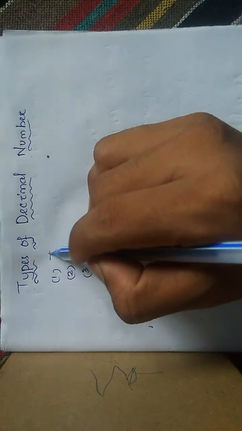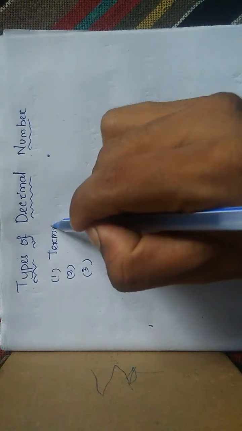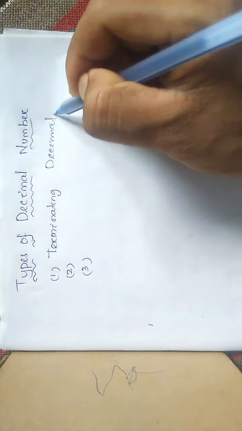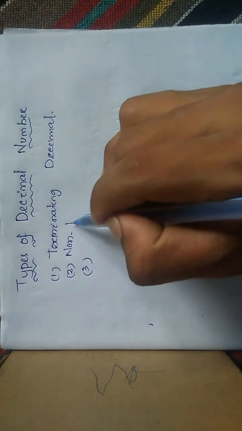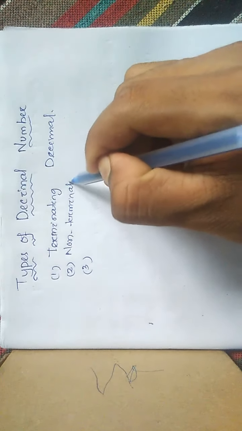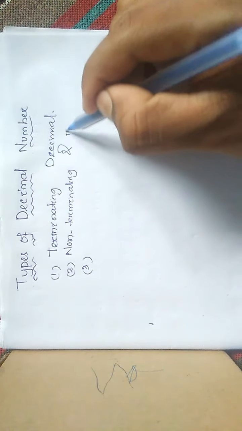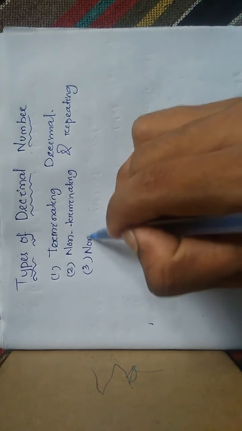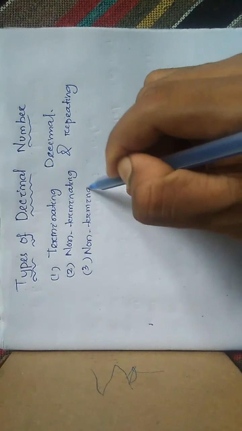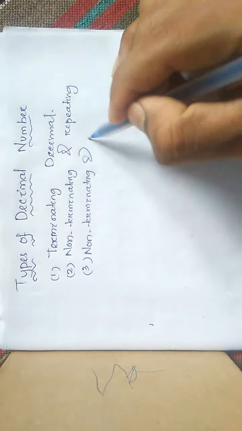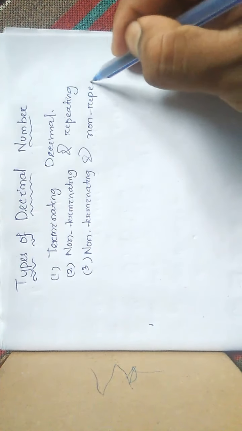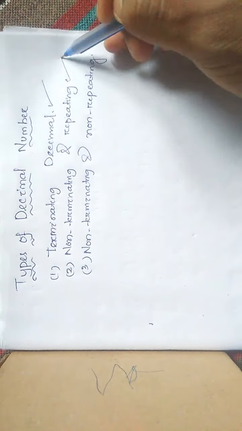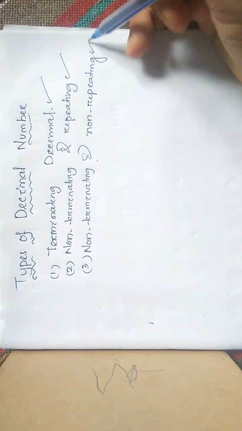What are they? The first one is terminating decimal. Okay. Second one is non-terminating and repeating. Okay, and the third one is non-terminating and non-repeating. Okay, so there are three types of decimal number: terminating decimal, non-terminating repeating decimal, non-terminating and non-repeating decimal.